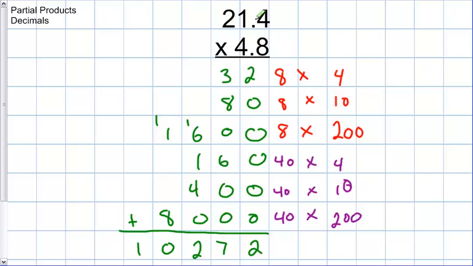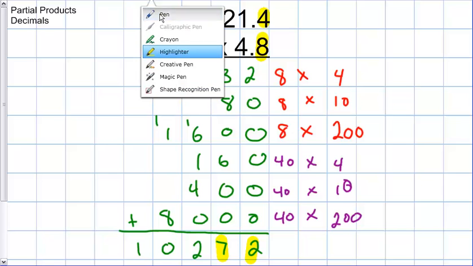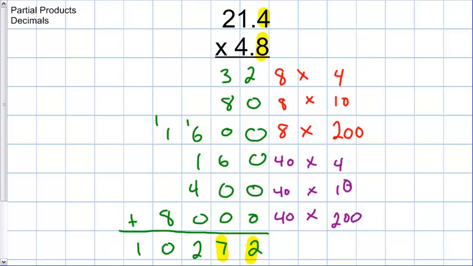So again, we'll get my highlighter. I'm going to highlight all the place values to the right of the decimal point. So 1, 2. Go down here, highlight 1, highlight 2, and then I put my decimal point where it belongs. So my answer is 102 and 72 hundredths.